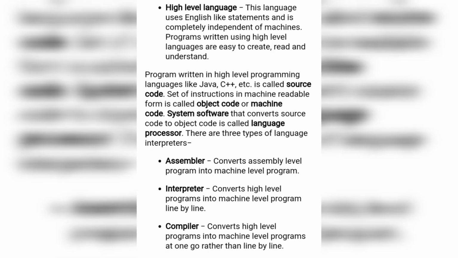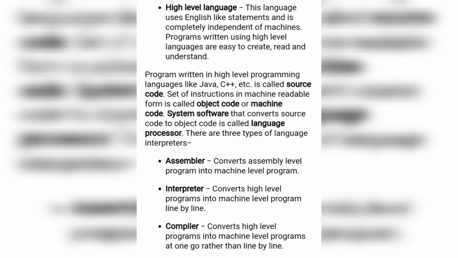High-level language. This language uses English-like statements and is completely independent of machines. Programs written using high-level languages are easy to create, read, and understand. A program written in high-level programming languages like Java, C++, etc. is called source code. A set of instructions in machine-readable form is called object code or machine code.